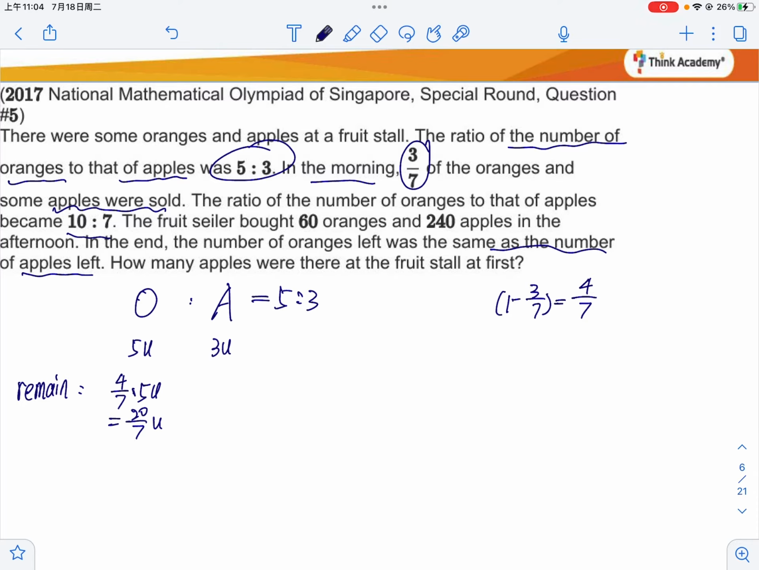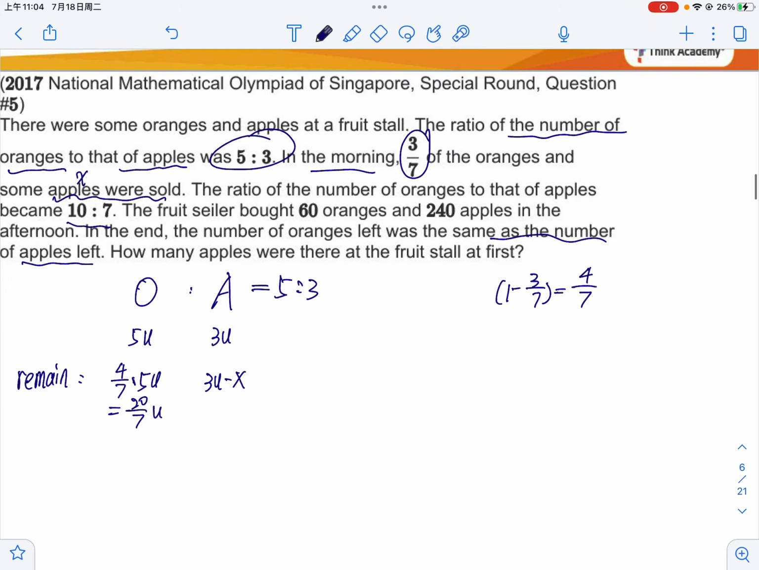Okay, so about A, do we know how many apples were sold? We don't know. So let's just assume that X apples were sold. So it will become 3U minus X. And we know that the ratio of the numbers of oranges to that of apples becomes 10 to 7. Maybe we can write down here 20 divided by 7 units to 3 units minus X should be 10 to 7.